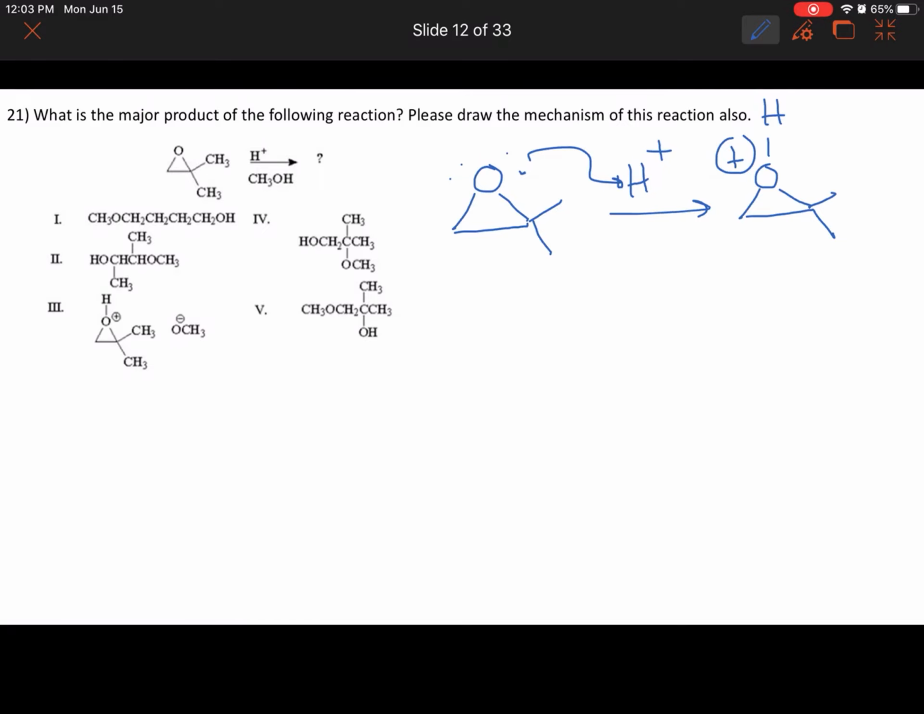Now the second carbon, or the right carbon, would have the most substituted carbocation, so the methanol CH3OH will go to the B carbon. The choice is that it can go either to A or B. A would create a primary carbocation, B would create a secondary carbocation once the oxygen carbon bond breaks. So the methanol lone pair of the oxygen will go to the carbon B and open up the epoxide.